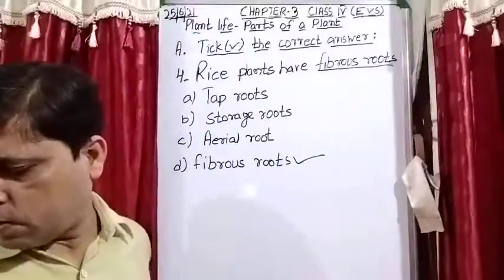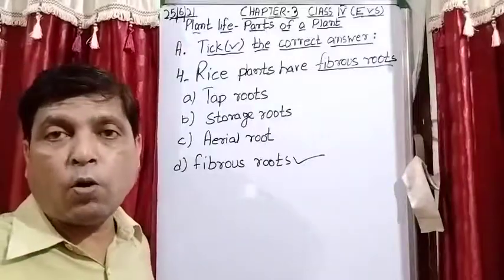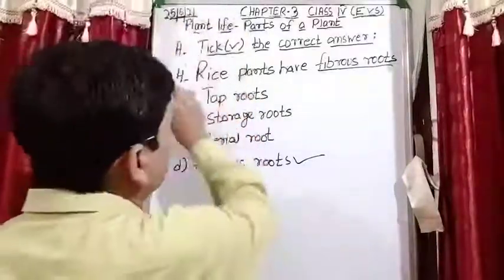Next, tiny pores on the surface of leaves are called dash. Tiny pores.